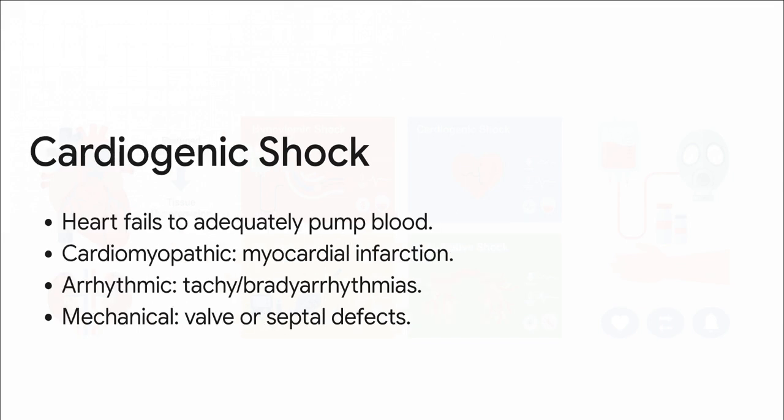Mechanism number 2 is cardiogenic shock. If hypovolemia is an empty tank, cardiogenic shock is a broken motor. The heart itself just fails to adequately pump blood around the body. We usually see this as cardiomyopathic, typically triggered by an acute MI that completely wrecks myocardial contractility. But it can definitely be arrhythmic too, driven by crazy tachycardias or bradycardias. Or it could even be a sudden mechanical failure, like a blown valve or a ventricular septal defect.